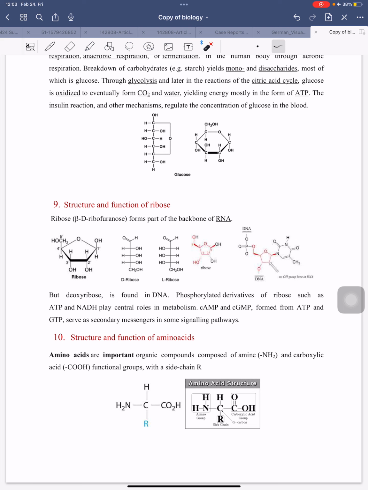Amino acids are important organic compounds composed of the amine group, carboxylic acid group, hydrogen, and a side chain R group, which bind to the alpha carbon. This carbon is named the alpha carbon, and because of this we call them alpha amino acids. Also, because of the NH2 group on the left side, we call it an L amino acid.